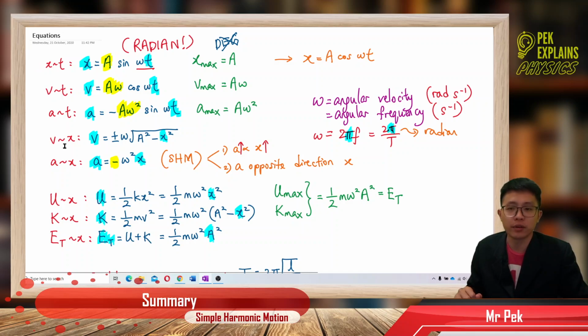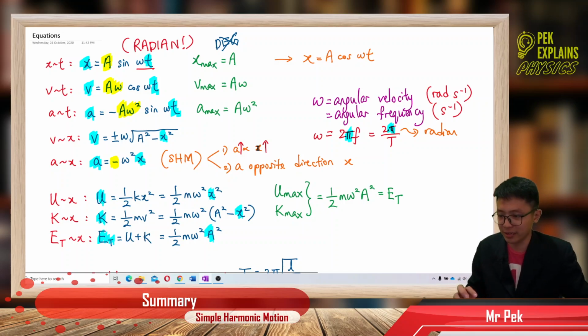After displacement time, velocity time, acceleration time, we also have the velocity-displacement equation, which is v equals plus or minus omega square root of A squared minus x squared, v versus x. And we also have the acceleration-displacement equation, which is a equals negative omega squared x. This is the most important equation in simple harmonic motion, because it explains what simple harmonic motion actually is. Simple harmonic motion is when the acceleration of the object is proportional to the displacement of the object.